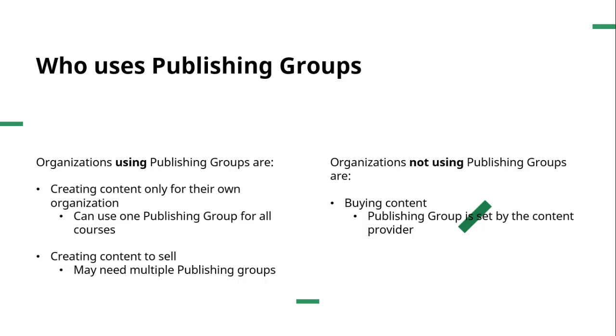If you're creating content to sell, or if you have multiple organizations in your hierarchy, like some of them are your customers, you're probably going to need to have multiple publishing groups set up. The organizations not using publishing groups are the people that are buying content. So some organizations have a split use. They're creating their own courses and they're also buying content like Microsoft Official Curriculum, mock courses, or EC Council courses, or CompTIA courses. On those courses where they're buying the content, the publishing group is set by the content provider and they have no need to deal with it or worry about it at all.